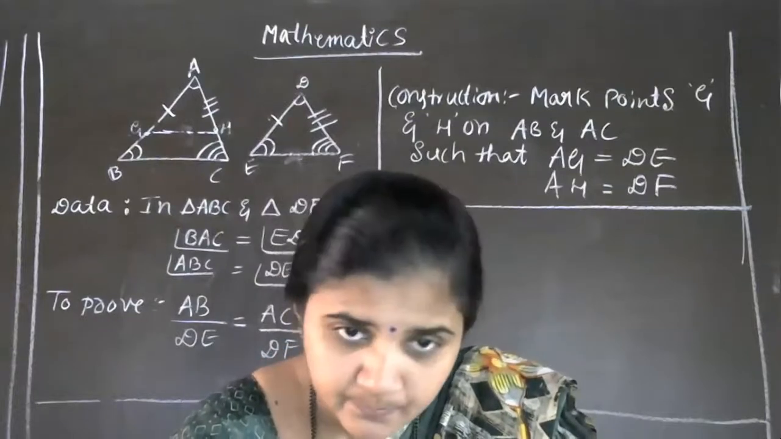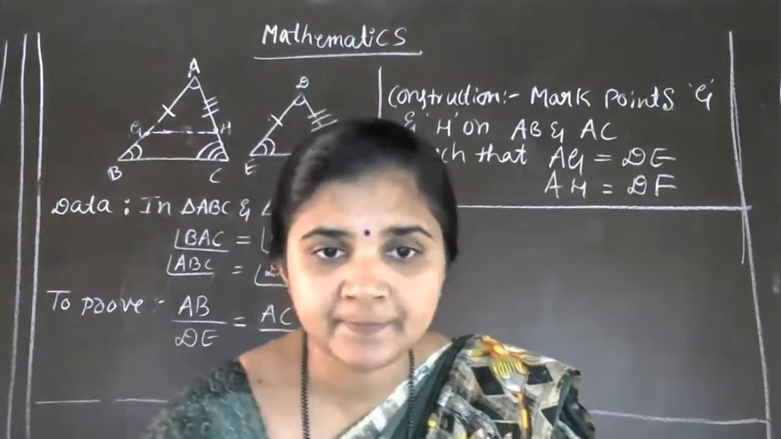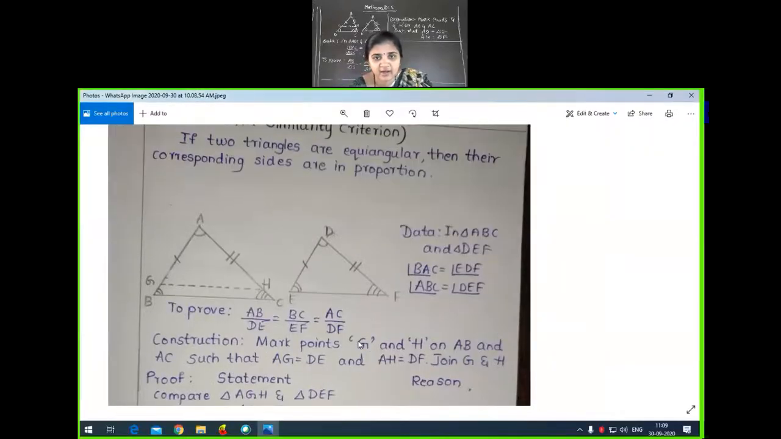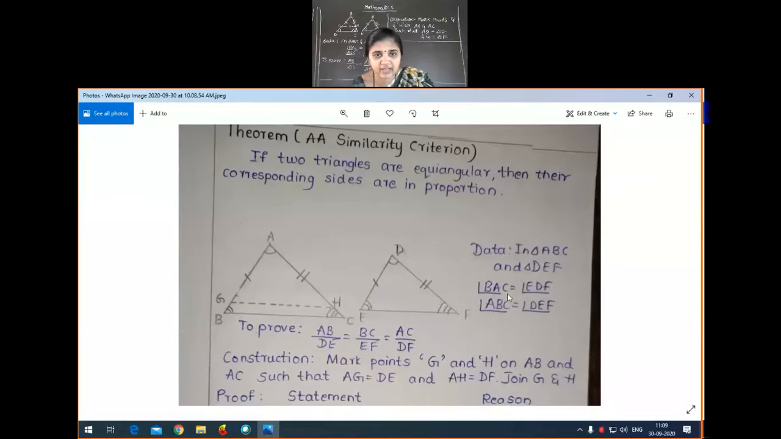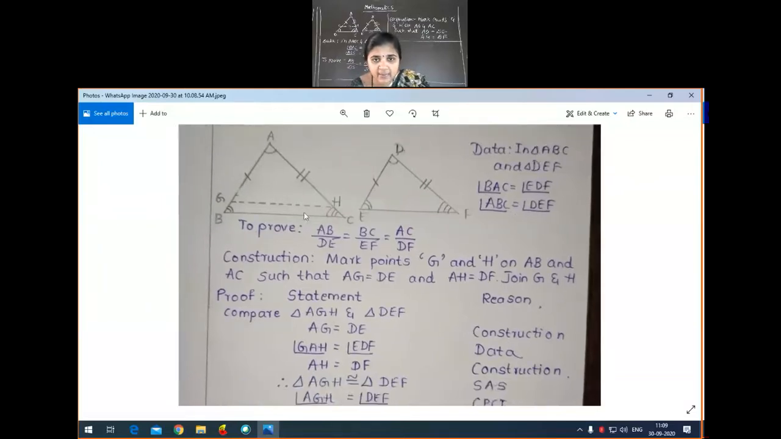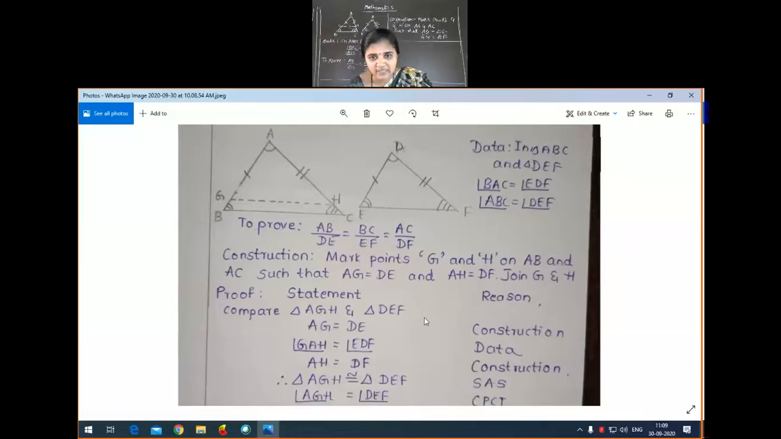Okay, so now you just see here whatever we have discussed. Given: in triangle ABC and triangle DEF, angle BAC is equal to angle EDF, and angle ABC is equal to angle DEF. Those are the two angles we have taken. To prove: AB divided by DE, then BC divided by EF, then AC divided by DF. Construction: mark points G and H on AB and AC such that AG is equal to DE and AH is equal to DF. Join G and H. This is the first part, the preparation.